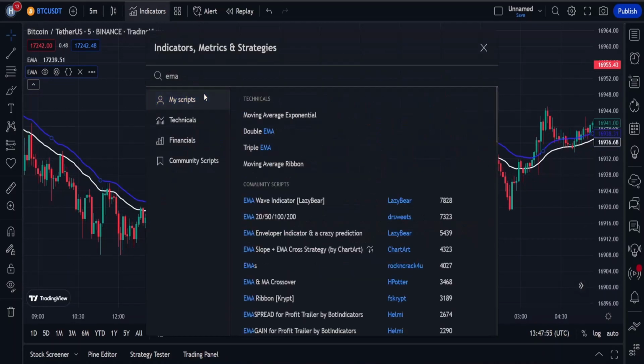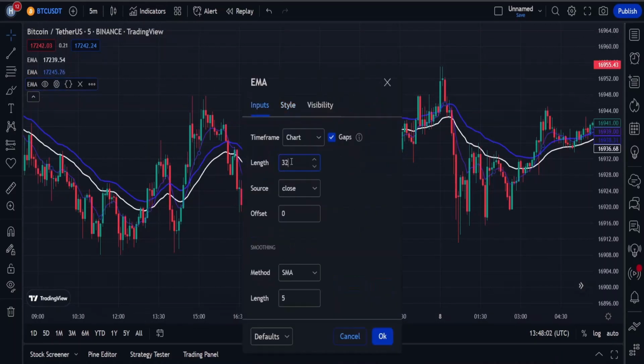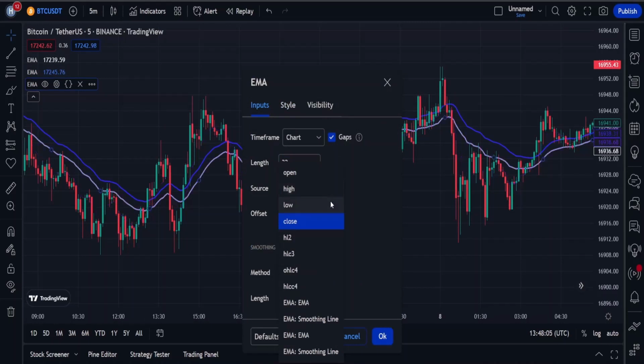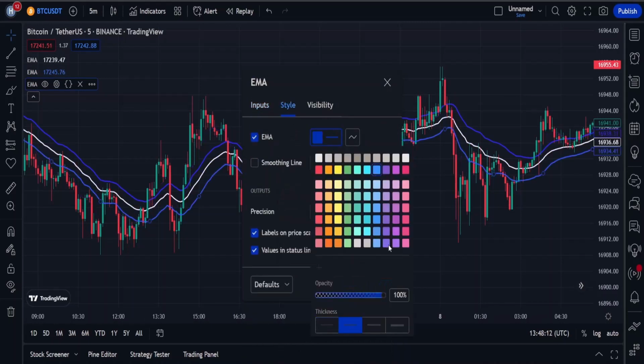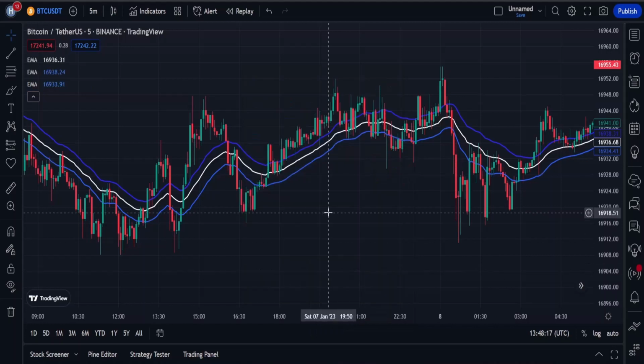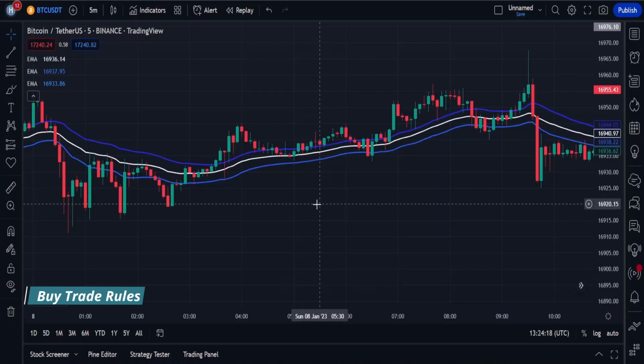Then we'll add our last exponential moving average to the chart. And in its settings, change its length to 32 also, and change the source to low. Customize colors and thickness as you like. And after this, our chart is completely set and we can start trading. So the rules for entering a buy trade are as follows.